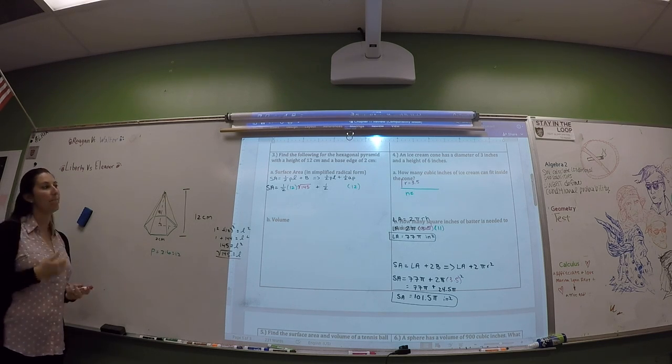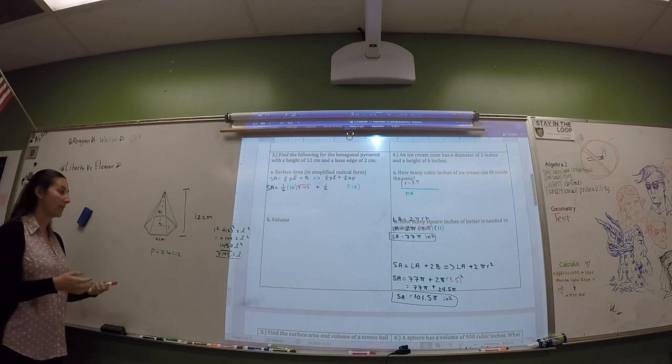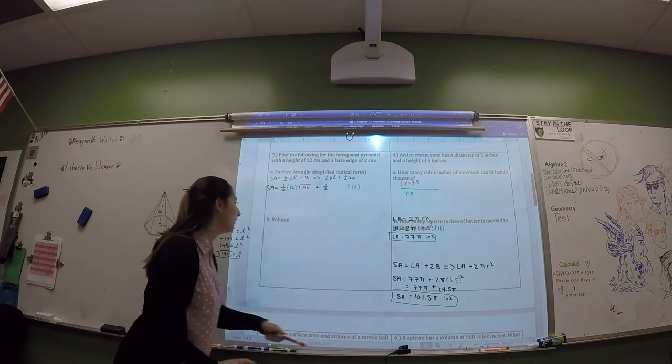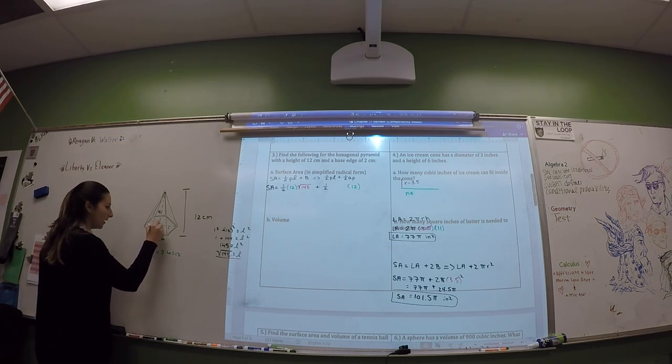Now, questions on that so far? Next part's a little bit harder. We have to find the apothem, okay? So turning around a little bit, this is our hexagon. We have to find the apothem.